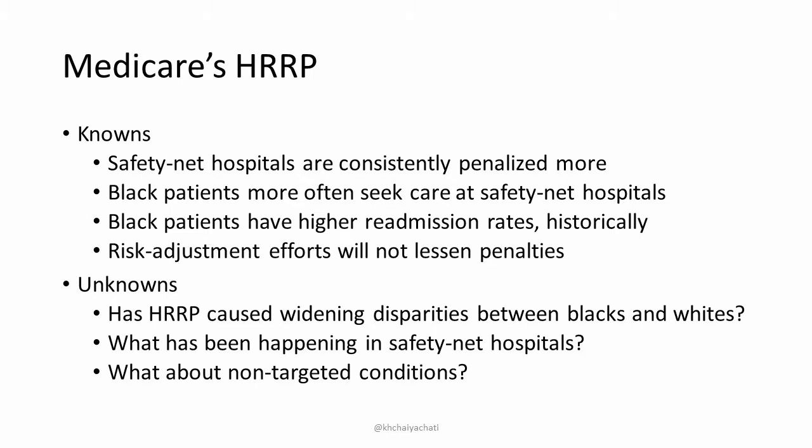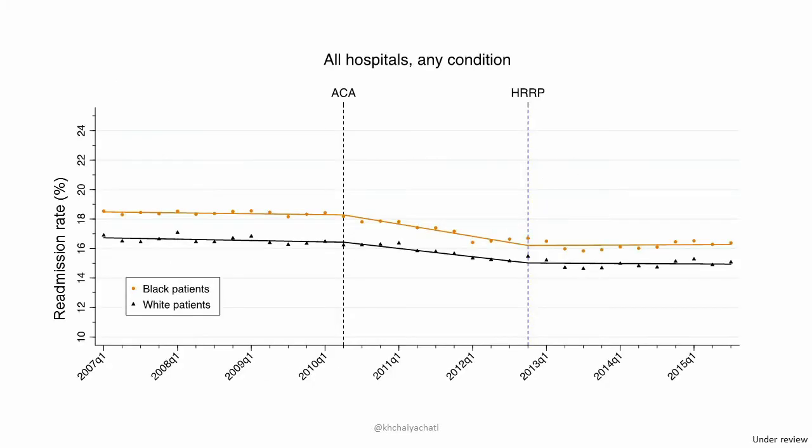And so what's unclear, though, is at the racial level, are we getting disparities? What's been happening at the safety net hospitals, and what about non-targeted conditions? I'm going to walk you through this here. This is a chart, and what you can see here are small changes that you can start to observe between the ACA and the HRRP coming into effect.